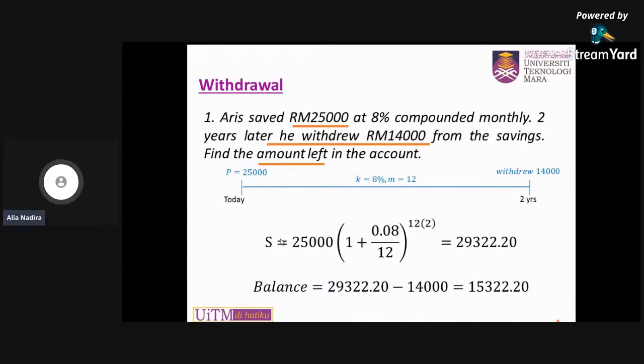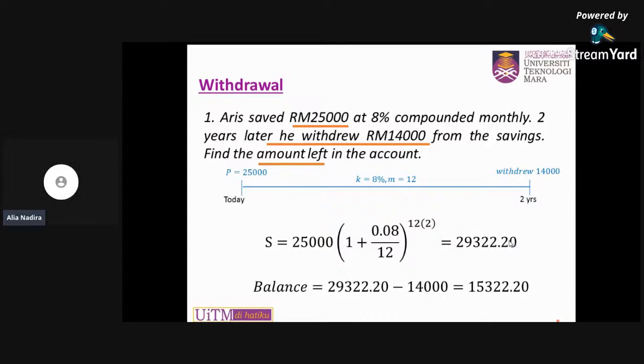You calculate you punya S. P(1 + i) to the power of n. Okay, maknanya you letak 25,000. Then after 2 years, you ada this amount, 29,332 ringgit and 20 cent.